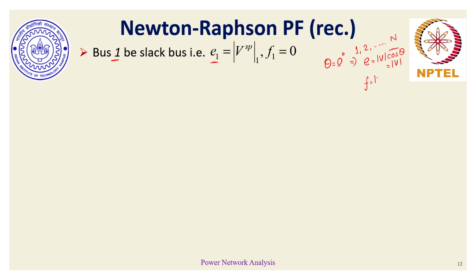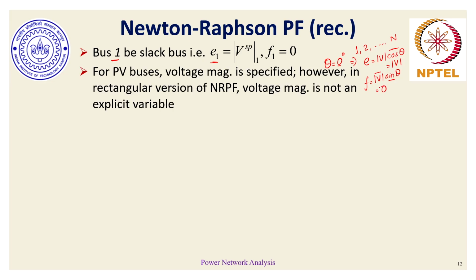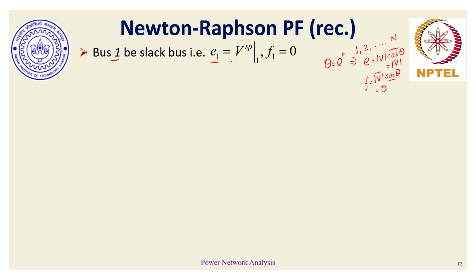F, on the other hand, is mod of V sin theta. Theta being 0, sine would be 0. So irrespective of mod of V, F would always be 0. And that's the reason why for the slack bus, we have E1 as the specified voltage magnitude and F as 0, choosing theta of the slack bus as 0 degrees or radians with respect to potential or reference.